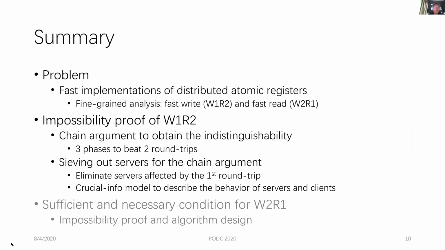In summary, we analyze fast implementations of atomic registers in a finer granularity. For fast write implementations, we give an impossibility proof. For fast read implementations, we also give the impossibility proof and the algorithm design.